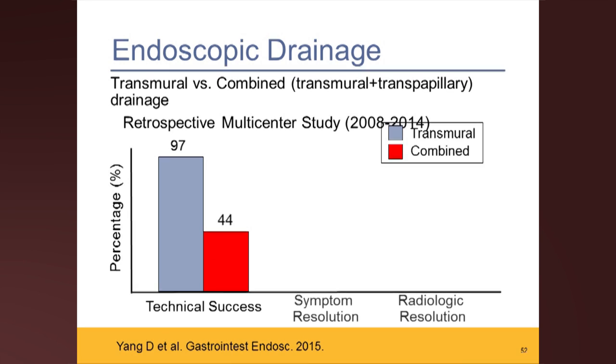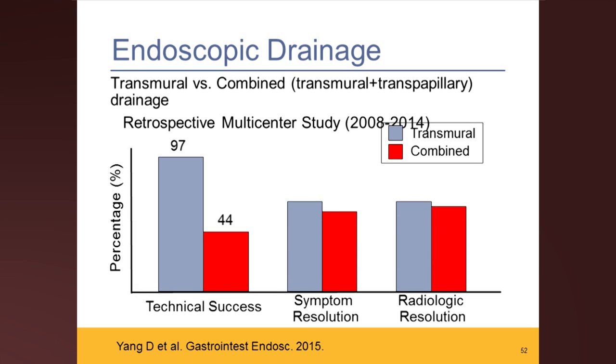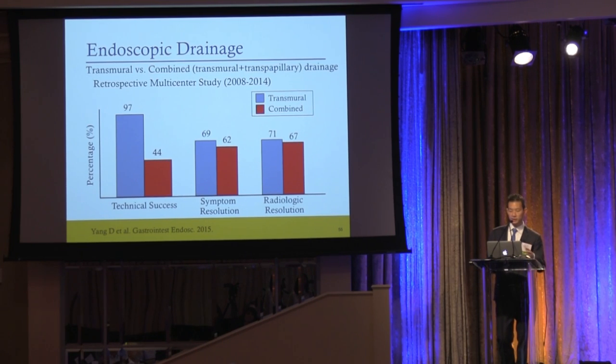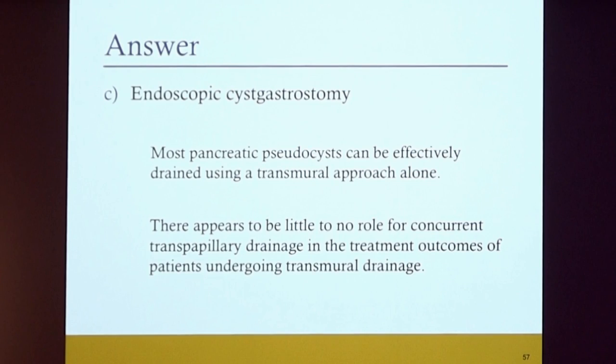When they looked at the outcomes of symptom resolution and radiographic resolution, they found that there's really no difference between the two groups, right? And actually, UCLA was a participant in this retrospective study, and we contributed our patients to this study. So their conclusion was that you can just do transmural drainage. That is sufficient to manage these peripancreatic fluid collections. You don't necessarily need to do a transpapillary approach in treating these patients. So getting back to this question, the answer is transmural drainage or an endoscopic cyst gastrostomy. There appears to be little or no role for concurrent transpapillary drainage in the treatment outcomes of patients undergoing transmural drainage.